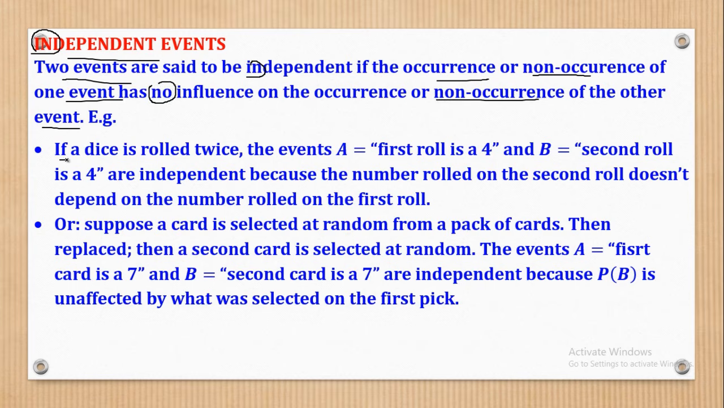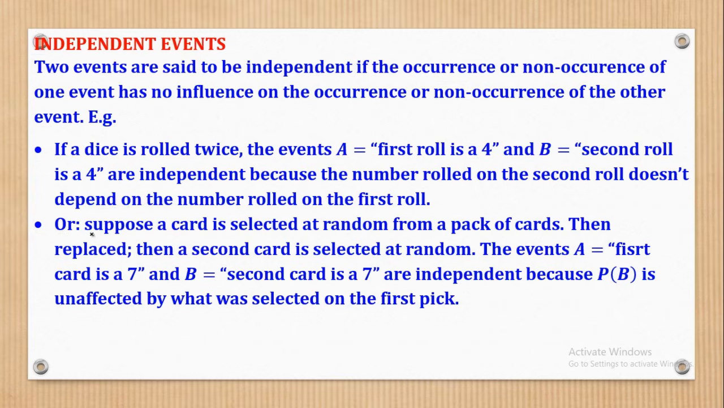For example, if a dice is rolled twice, and event A, where the first roll is a 4, and event B, where the second roll is a 4, are independent. Why? Because the number rolled on the second roll does not depend on the number rolled on the first roll. So it is not a must that if I first roll a 4, the second time I roll I'll have to get a 4 again. That's what we mean by independent. The occurrence of one does not affect the occurrence of the other.